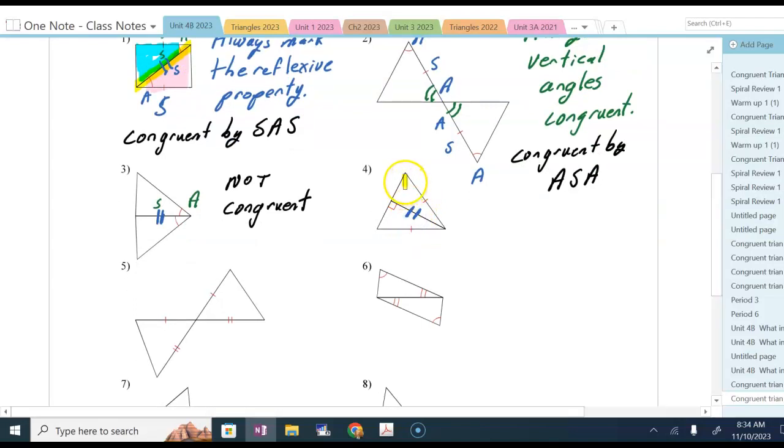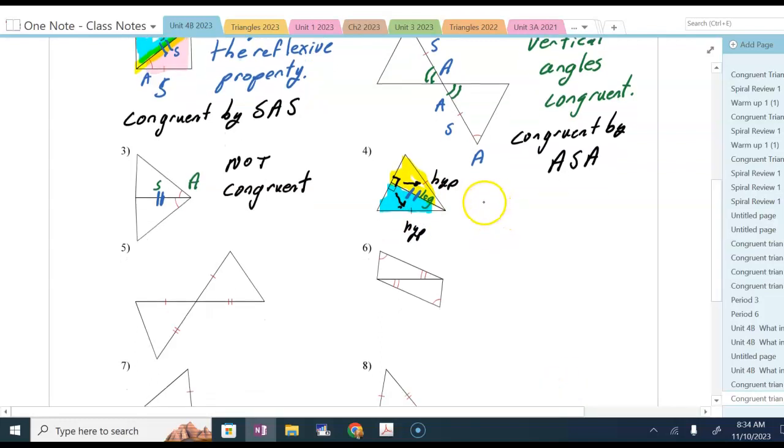In contrast, if you look at problem number 4, we're going to mark the reflexive property. And then on the triangle that I'm highlighting in yellow, we also could mark the 90-degree angle, and then across from the 90 we have the hypotenuse. In the blue triangle here, across from the 90 we have the hypotenuse, and in the middle there we have the leg. So this is the method HL, so these are congruent by HL.